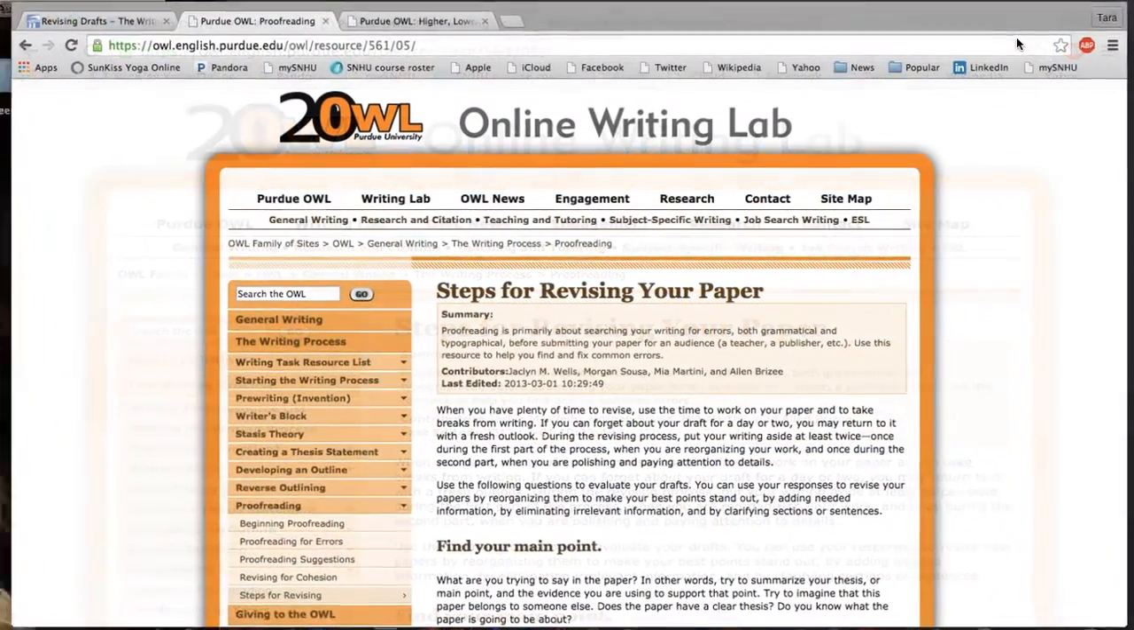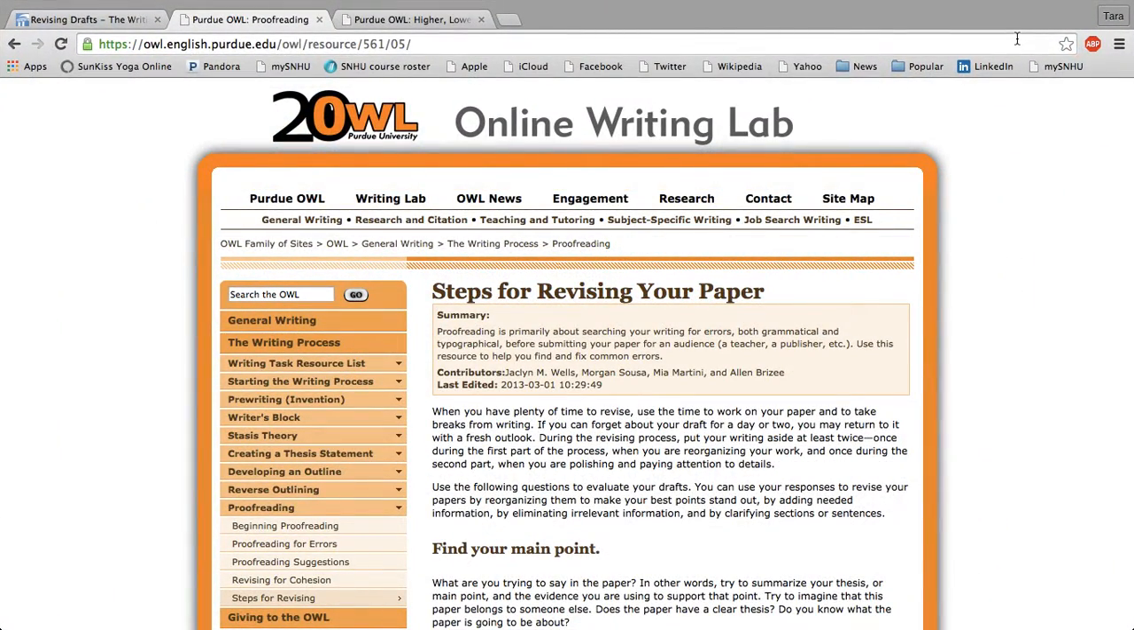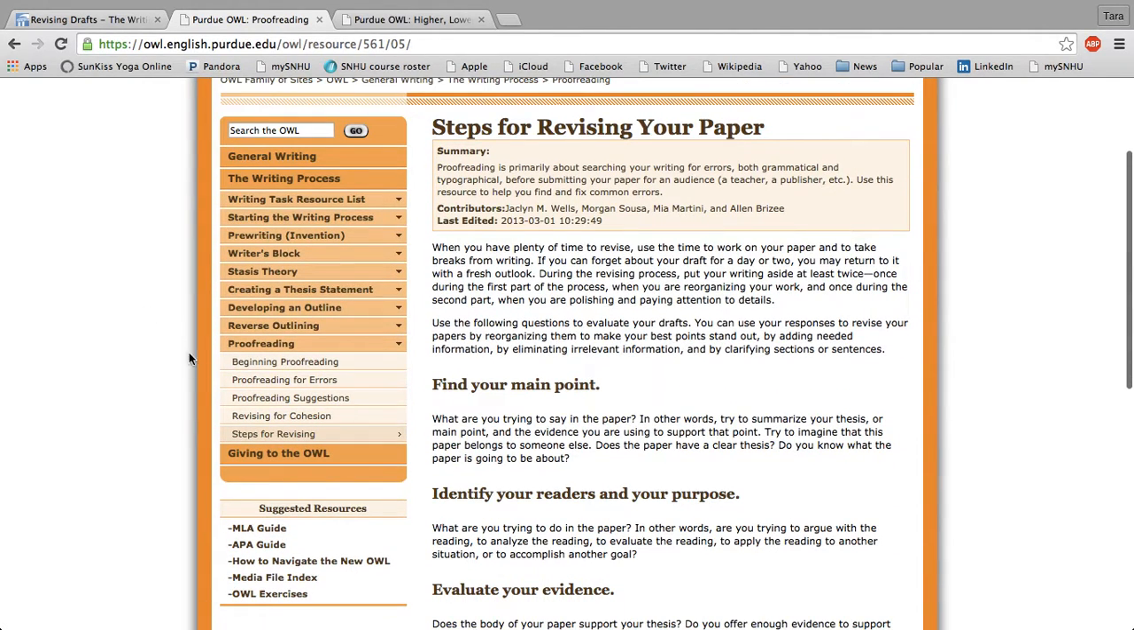All right. So we're going to go over just a couple of additional online resources to help us take a look at other perspectives on revising our work. And something to keep in mind is that revising is more than just proofreading. So if we take a look at Purdue OWL, their online writing lab, they actually offer quite a few resources right here for the proofreading process. And they go over steps for revising a paper.